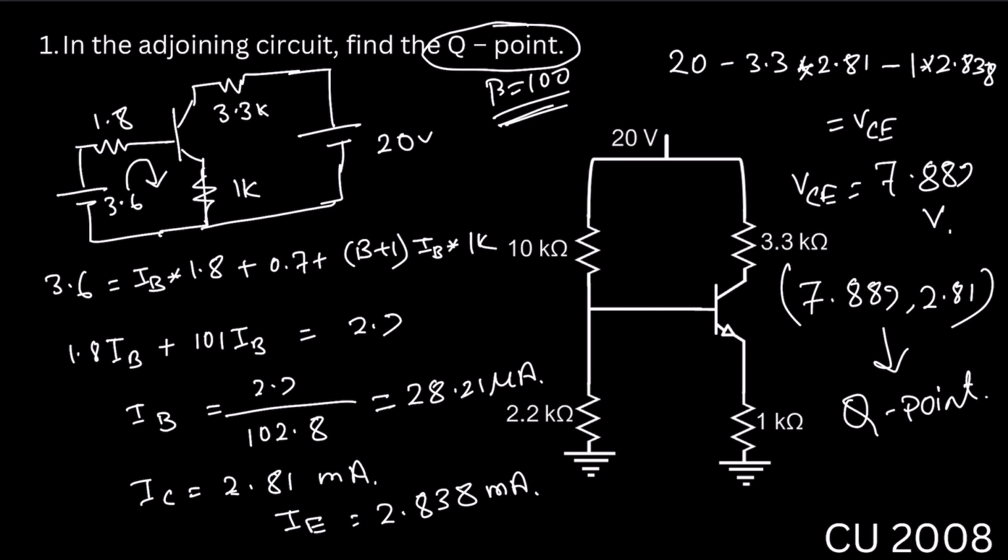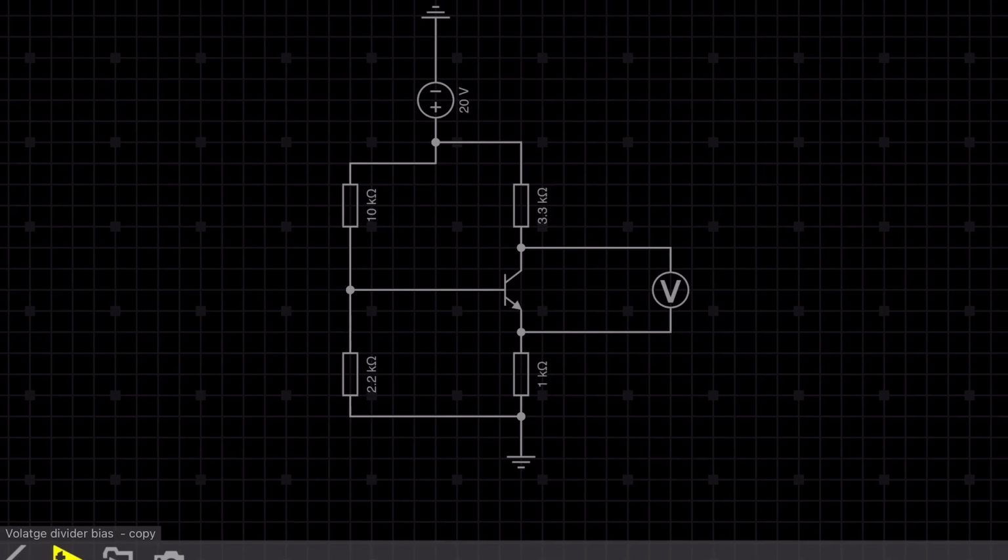Now let's go to the simulation circuit and check whether our calculation matches the simulation or not. In the question, they provided this circuit diagram and told us to calculate the value of the Q point. Here I assume beta is 100. We need to check the value of VC and the value of IC. In our calculation, we got the value of VC is 7.89.